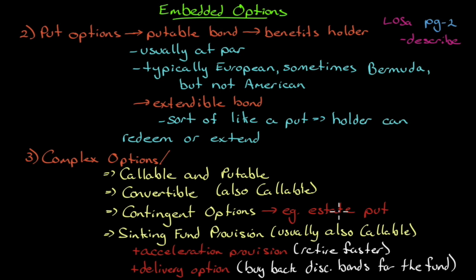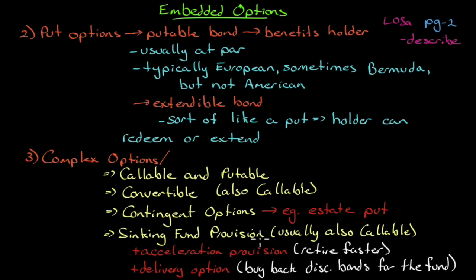I could be holding a 20-year bond, and if I pass away, my heirs can put it back to the corporation if it's selling at a discount. I honestly have never heard of this one before, so you learn something every day, right? Sinking fund provision, also callable. It may have an acceleration provision, which means you can retire it faster.